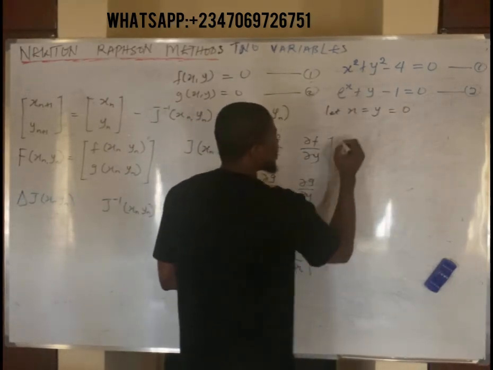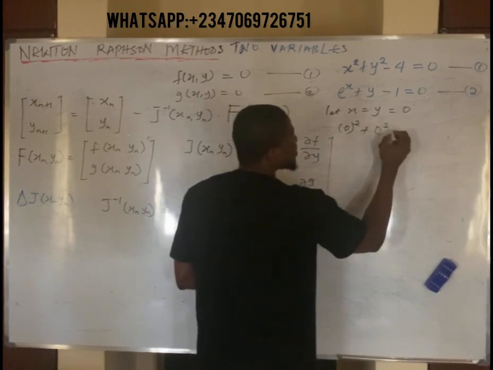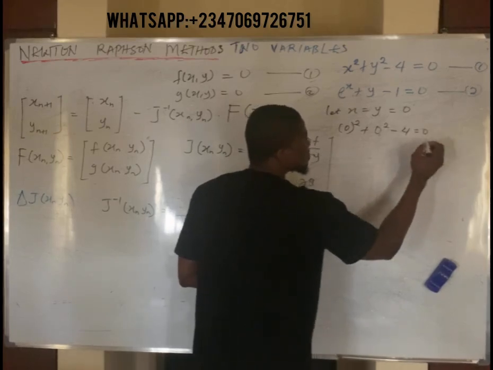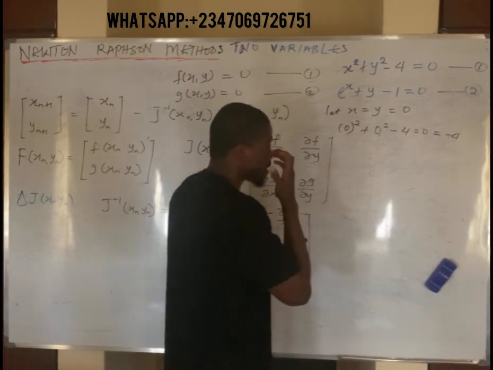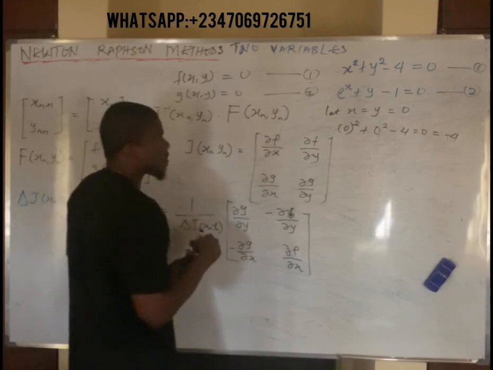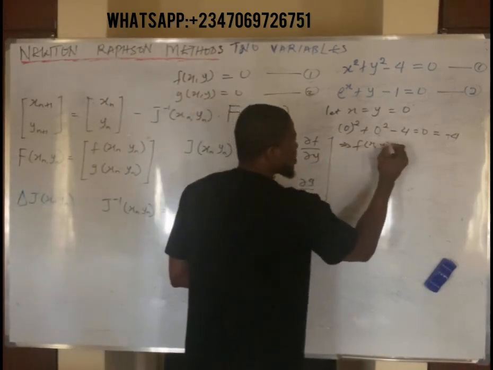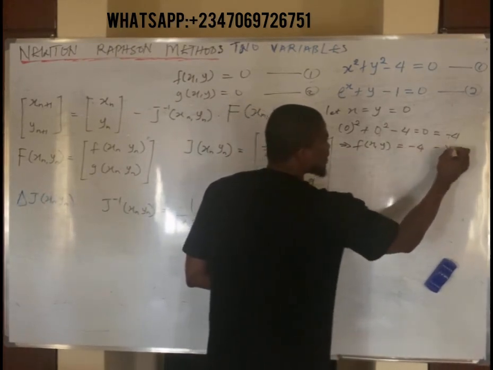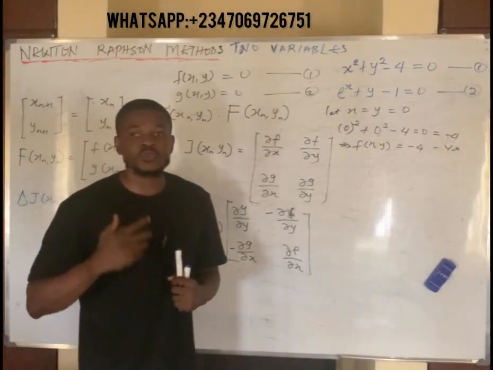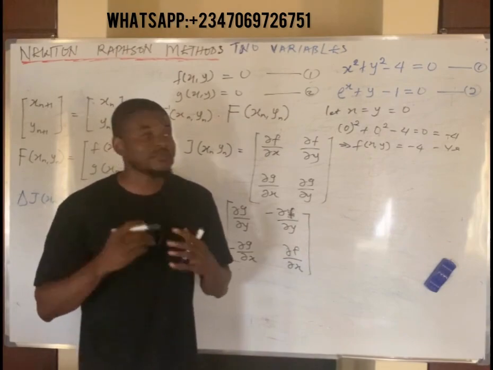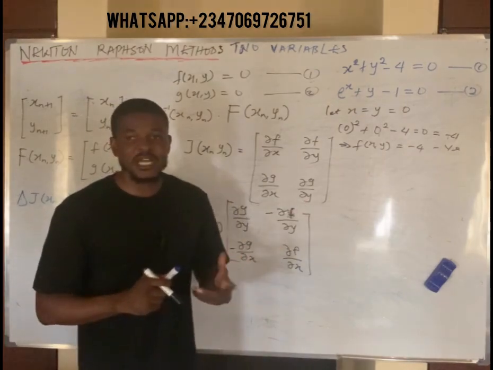So if you put these values of x and y at 0 into the equations, let's start with equation 1. Equation 1 will simply give us 0 squared plus 0 squared minus 4, so this answer will simply give us negative 4. This is for f of x, y. So this simply means that my first function f of x, y is equal to minus 4, and this is negative. Perfect. Now all we need is for the second equation to turn into positive. Then it means the root of the equation will lie between 0, and then we can simply start our iteration.